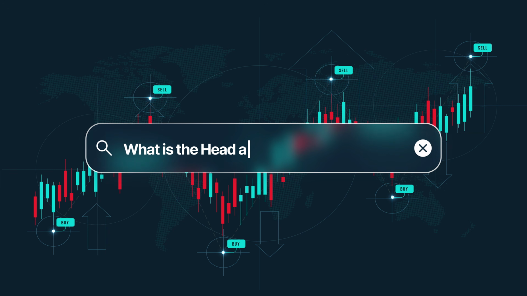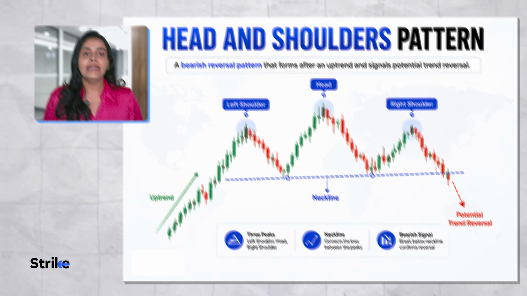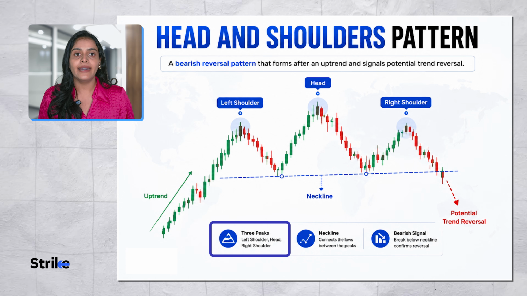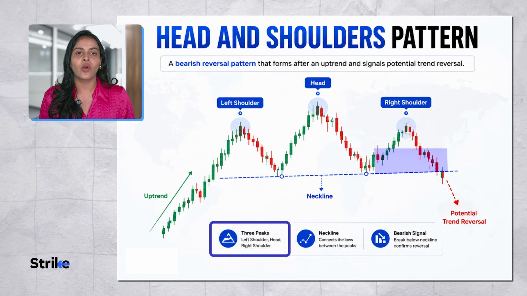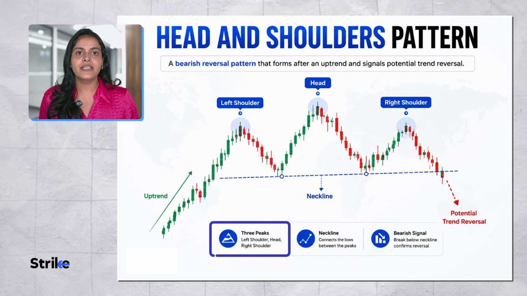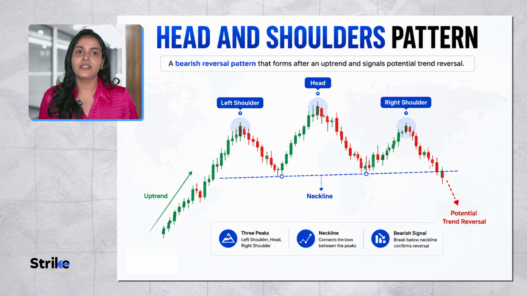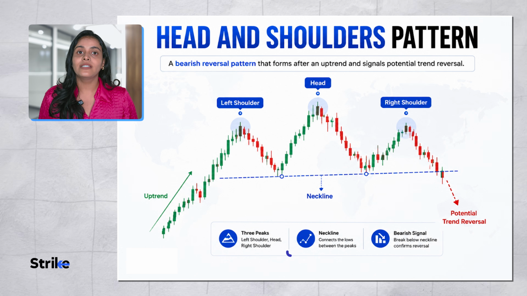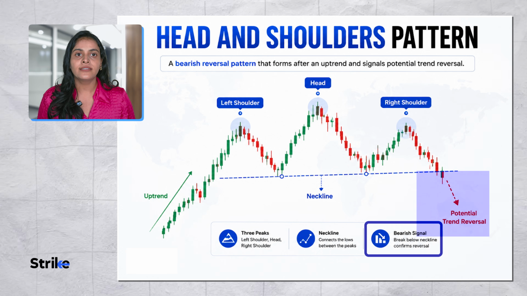What exactly is a head and shoulder pattern? So the head and shoulder pattern is a reversal chart pattern. It usually appears after a strong uptrend and signals that buyers may be losing control. It consists of a left shoulder, a higher peak called the head, and another similar peak called the right shoulder. These three peaks form around an important support area called the neckline. When the price breaks down below this neckline, the market often enters a bearish phase.